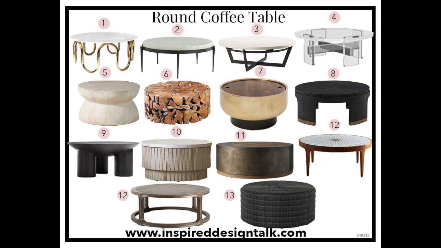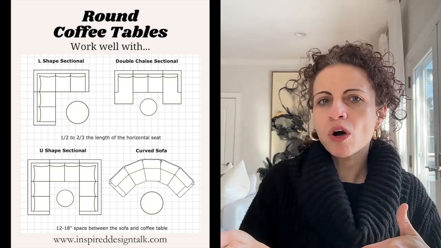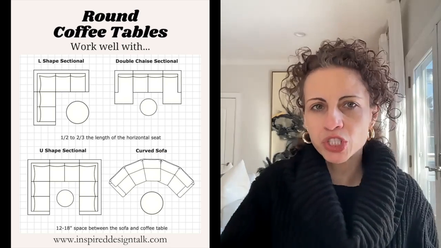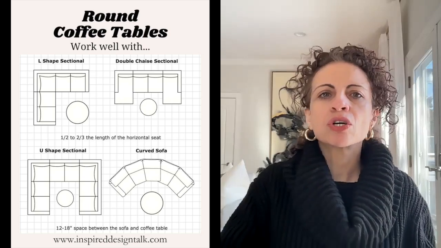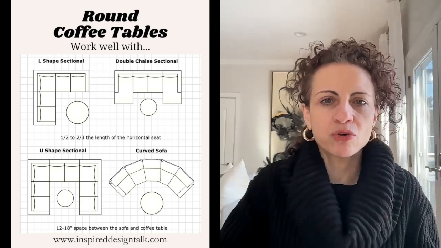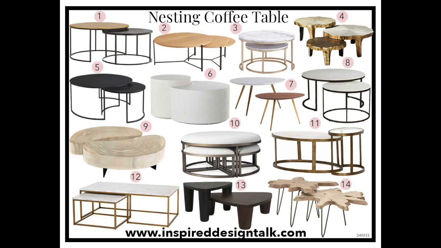Next, we have the round coffee table, another classic design. This is available in so many different finishes. It's going to work well with the L-shaped sectional, a double chaise, a U-shaped sectional, and then our curved classic sofa design. Next, we have nesting coffee tables.